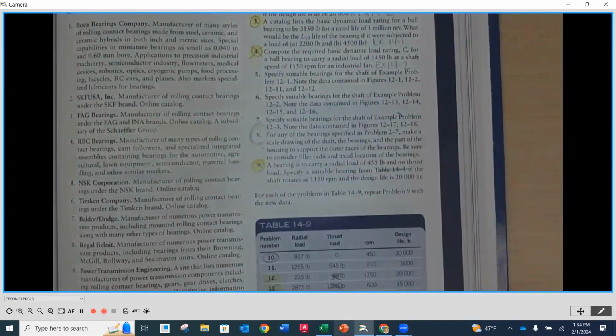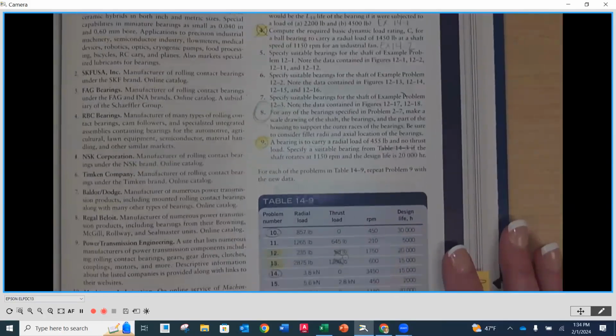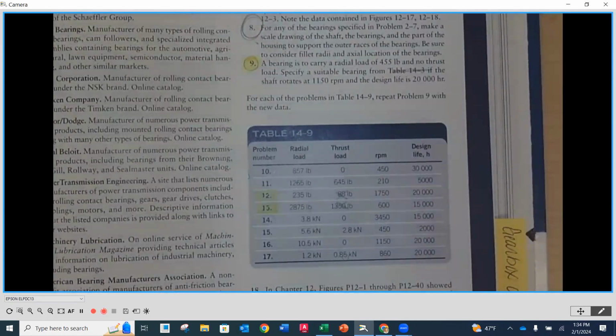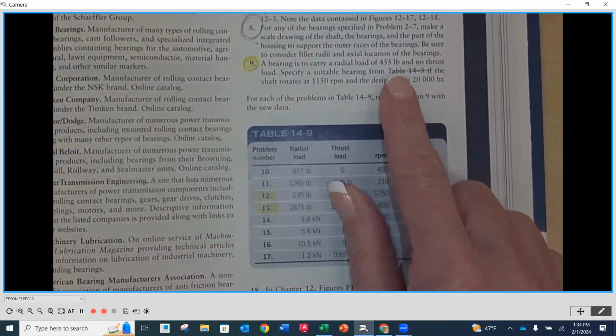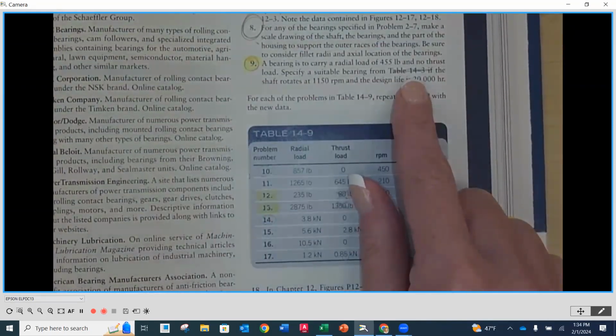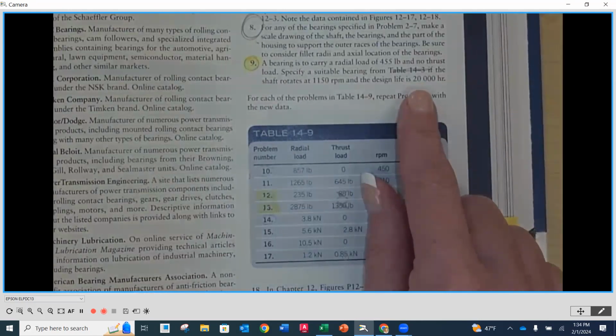Then our next problems are number 9, 10, and 14. So let's look at 9, 10, and 14. Number 9 says we have a bearing carrying a radial load of 455 pounds, no thrust load. Specify a suitable bearing, not from the tables in the book. You want to use the catalog pages that we just used, for example, 14.3. The shaft rotates at 1150 RPM and the design life is 20,000 hours.